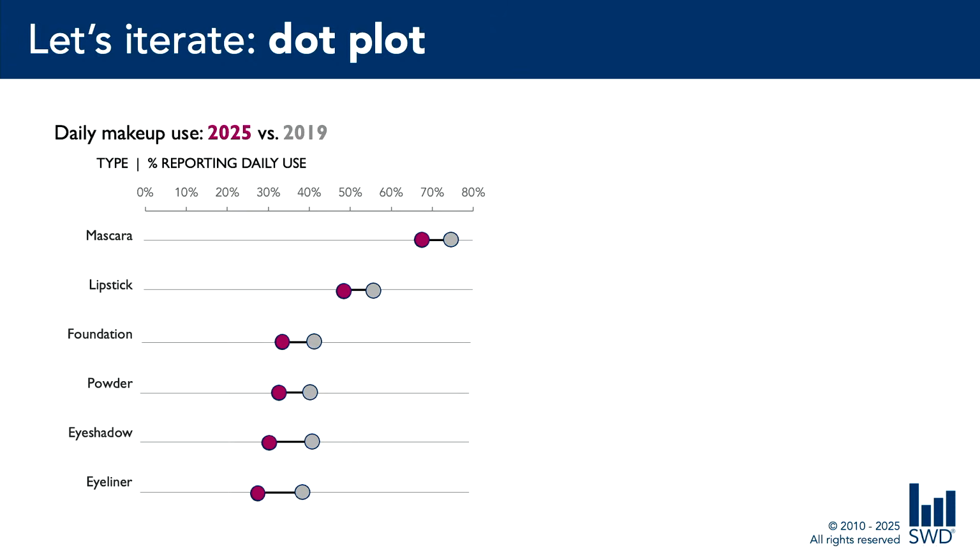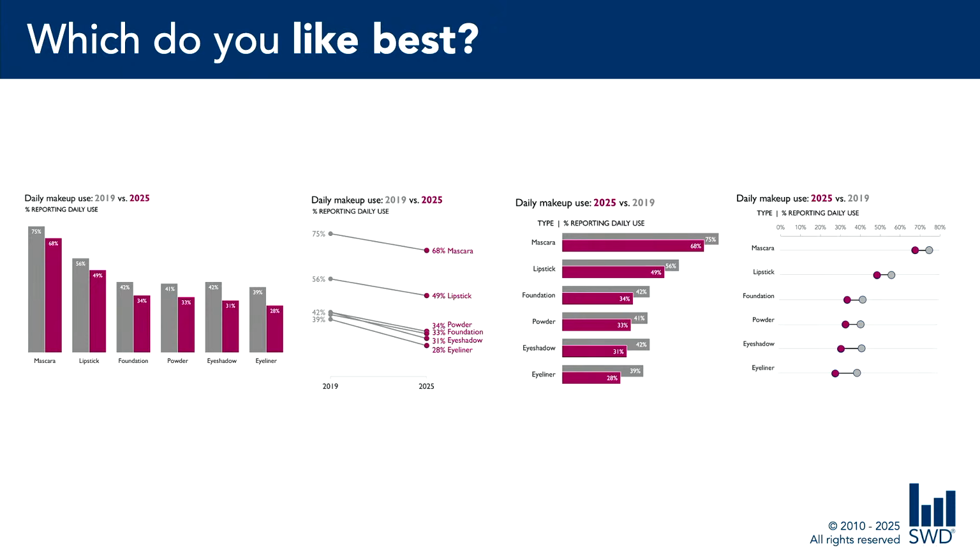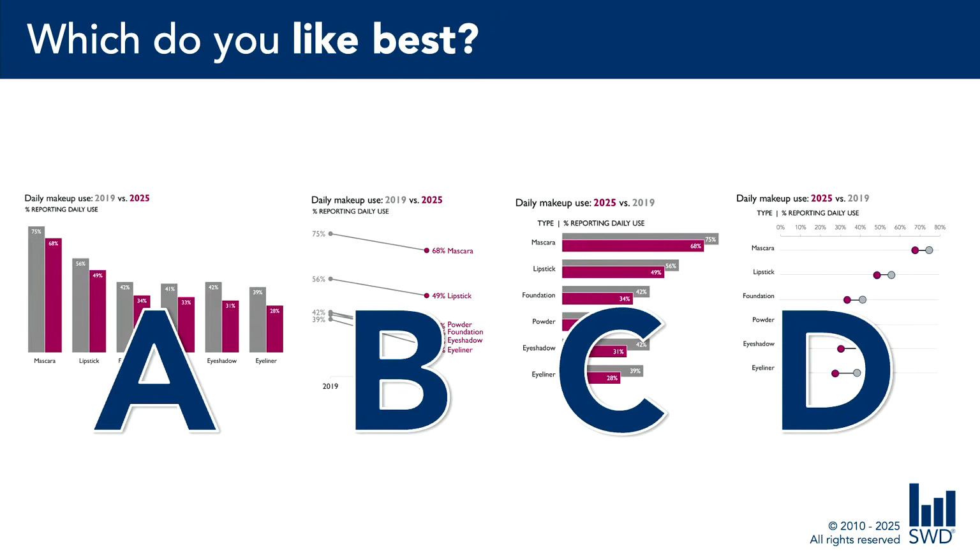Now, I'm curious. We've looked at things in a number of different ways. If you were the one communicating this information, which view would you use? Let's put some letters up here to make that easy for those who are providing their responses in chat. Let me know which one you like best. Do you favor A, the vertical bars, B, the slope graph, C, horizontal bars, or D, the dot plot?